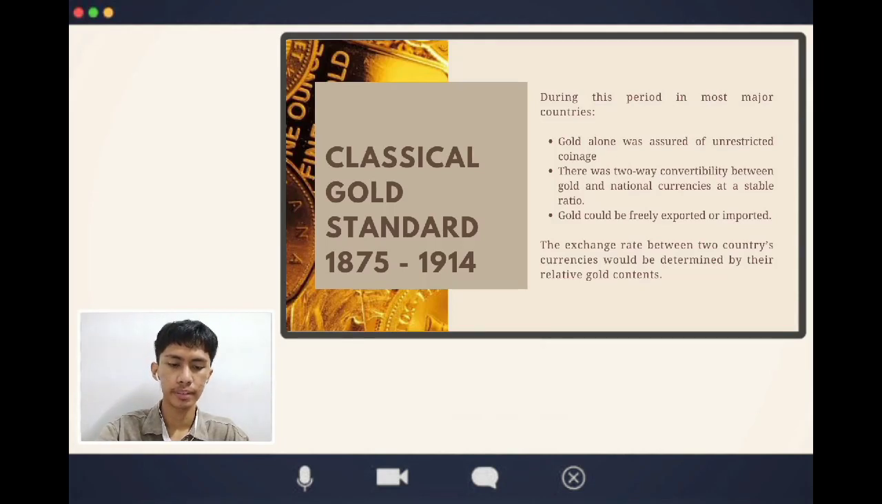Classical Gold Standard, 1875 to 1914. In a gold standard system, gold alone is assured of unrestricted coinage. There was a two-way convertibility between gold and national currency at a stable ratio. No restrictions were in place for the export and import of gold. The exchange rate between two currencies was determined by their gold contents.